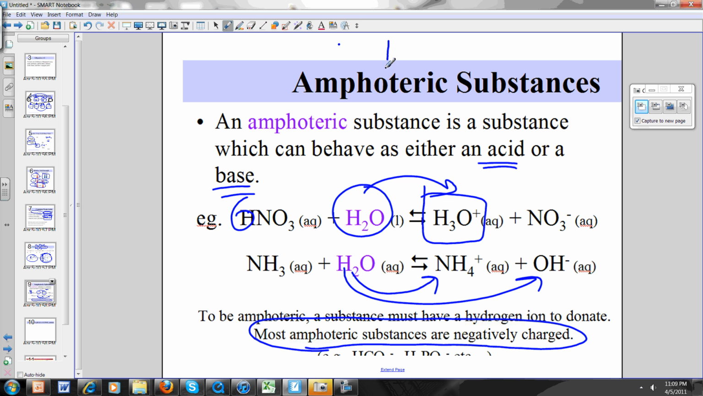A great example would be HCO3-. You can add an H to it because of the negative charge, or you could break this H off and make CO3 2-, carbonate.